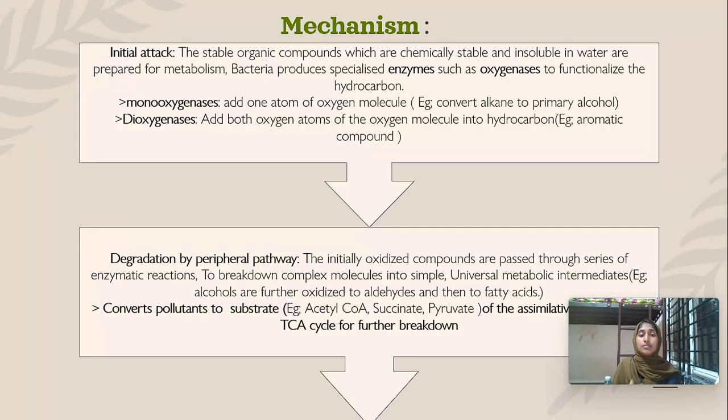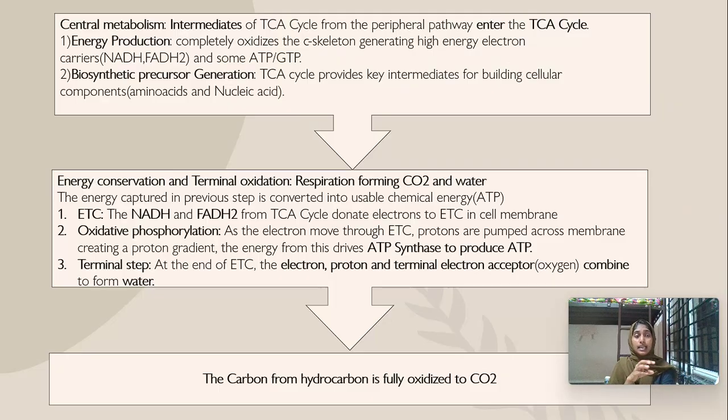The next step is degradation by the peripheral pathway. The initially oxidized compound is passed through a series of enzymatic reactions to break down the complex molecule into simpler substrates such as acetyl-CoA, succinate, and pyruvate, which are involved in assimilative cycles such as the TCA cycle. These substrates then enter the TCA cycle, or tricarboxylic acid cycle, where two basic things happen: energy production and biosynthetic precursor generation.